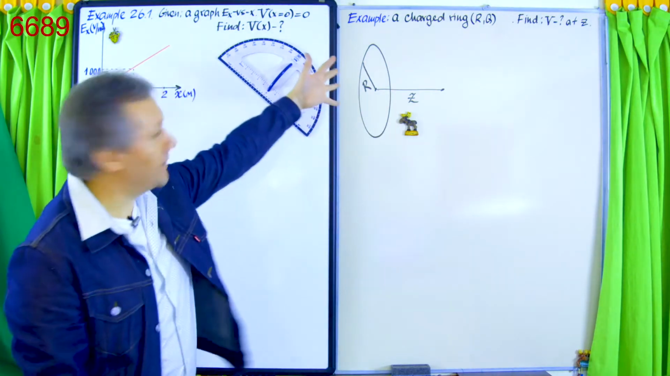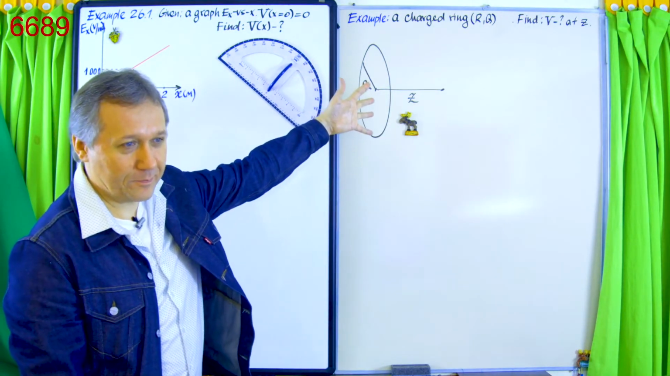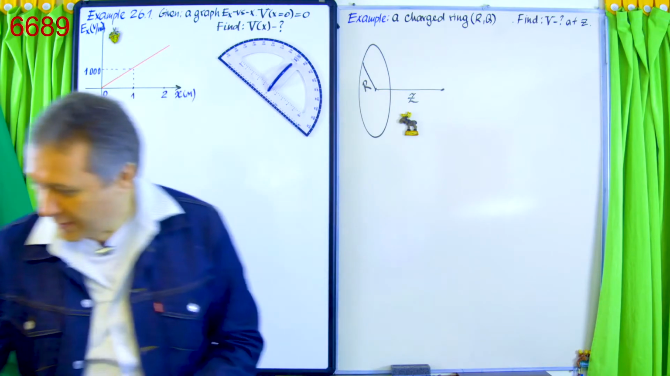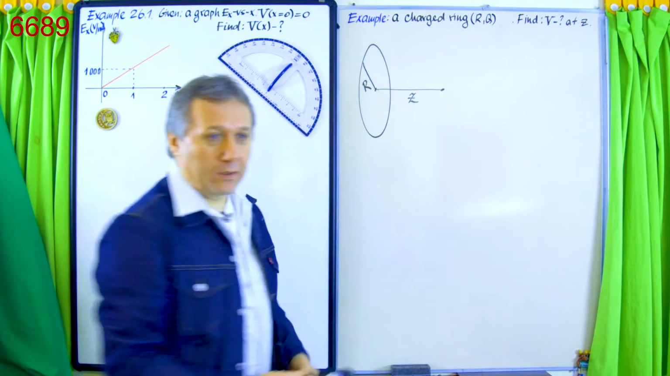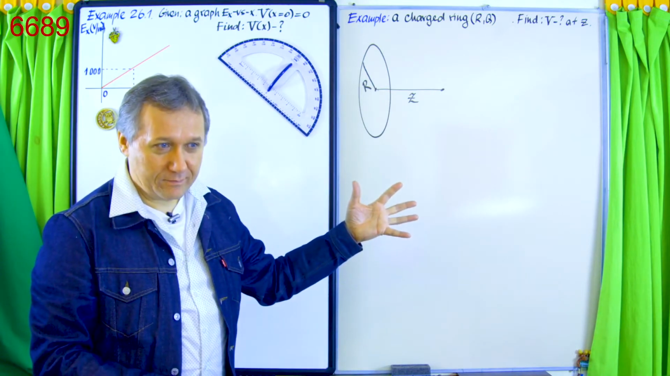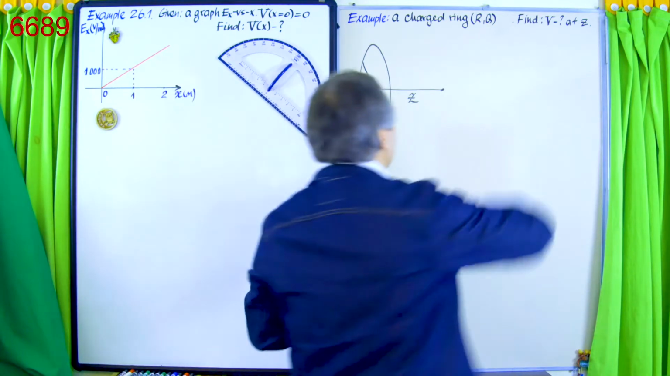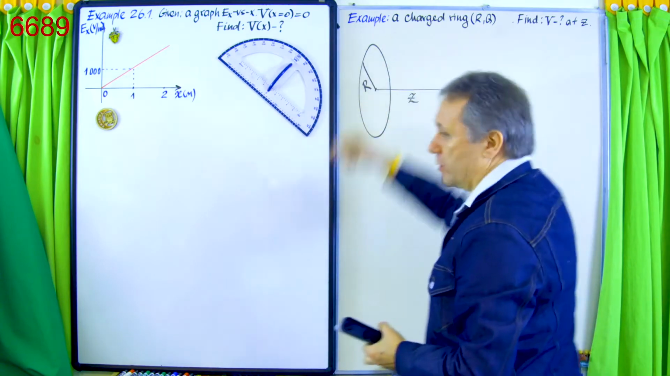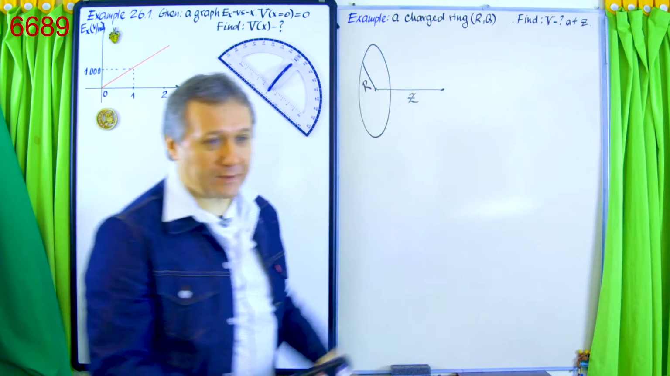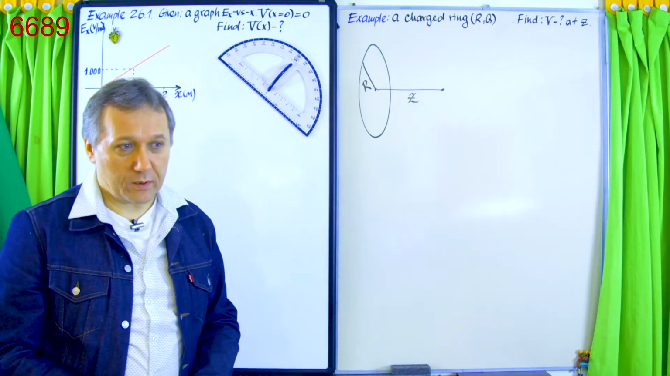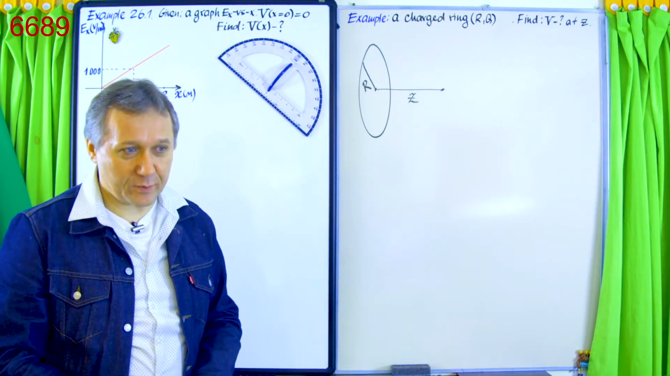Okay, so this example, that will be the second later on. So we have a charged ring, radius is given, and the total charge Q is uniformly distributed over the whole ring. And we need to find the potential at that point, which is the distance z from the center of the ring.